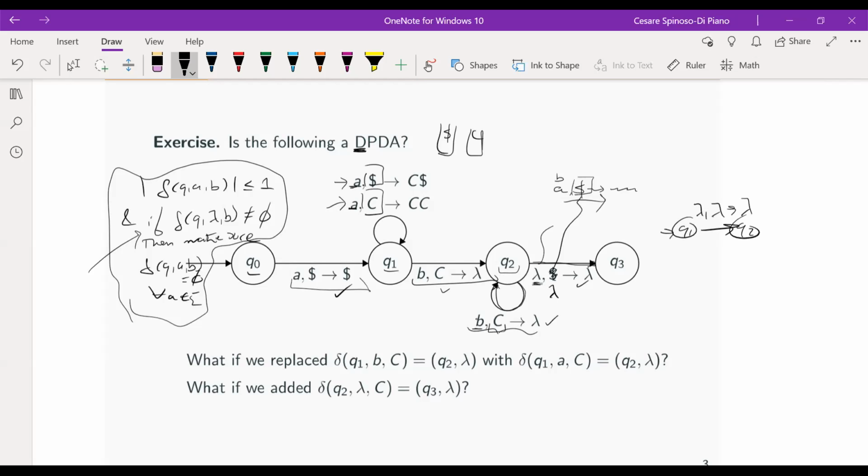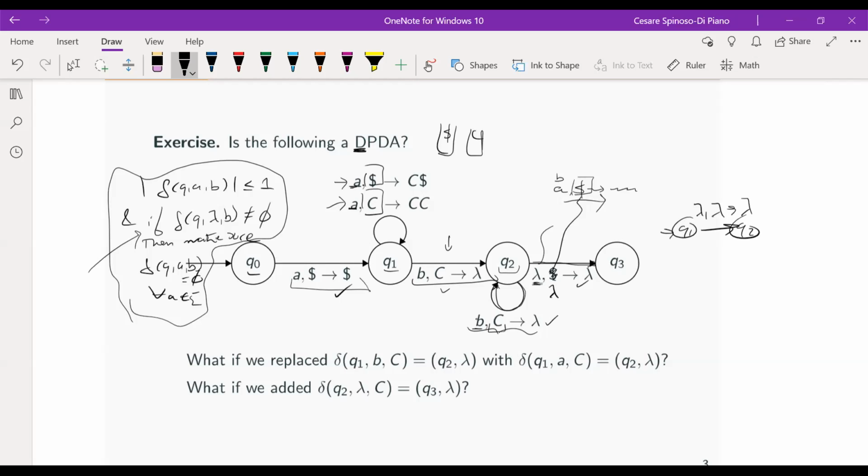But it shouldn't be the last thing, right? Well, it shouldn't, because here you have a choice. When you read a B and there's a C at the top of your stack, you can either pop it and stay in Q2, or you can pop it and then go from Q2 to Q3. So you have two choices. And for Q2, there's BC goes to lambda, and then there's BC goes to lambda. Is it not a redundancy there? There are two ways to come back to Q2. There's BC lambda, and then there's BC lambda in a loop, right? Isn't that the same stack?